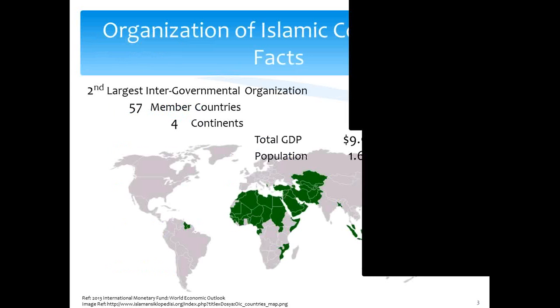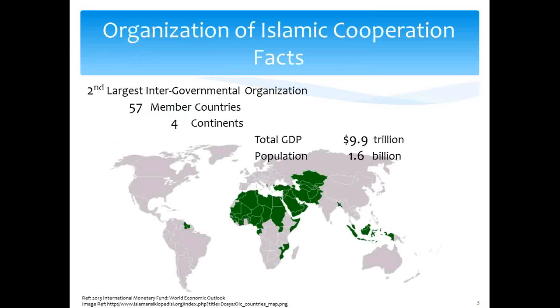So starting off, just to give a little introduction on what the OIC stands for. The OIC is the Organization of Islamic Cooperation. It is the second largest intergovernmental organization after the United Nations, and it consists of 57 member countries, and it spans across 4 continents. The objective of the OIC is to be the collective voice of the Muslim world, and to protect and safeguard the interests of Muslims in promoting international peace and harmony. And the total GDP of the OIC is around 10 trillion, and the population is 1.6 billion.